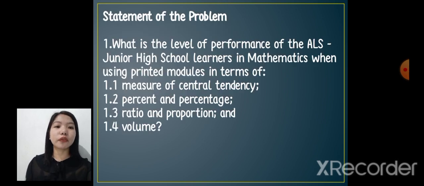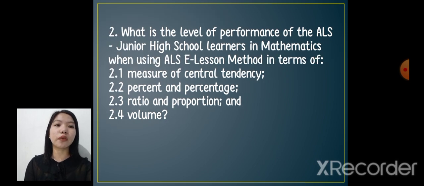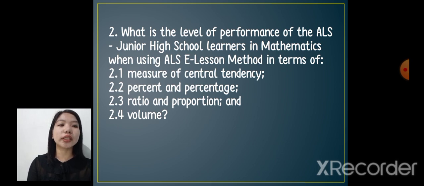For the statement of the problem: Number 1, what is the level of performance of the ALS Junior High School learners in mathematics when using printed modules in terms of measures of central tendency, percent and percentage, ratio and proportion, and volume? Number 2, what is the level of performance of the ALS Junior High School learners in mathematics when using the ALS E-Lesson method in terms of measures of central tendency, percent and percentage, ratio and proportion, and volume?